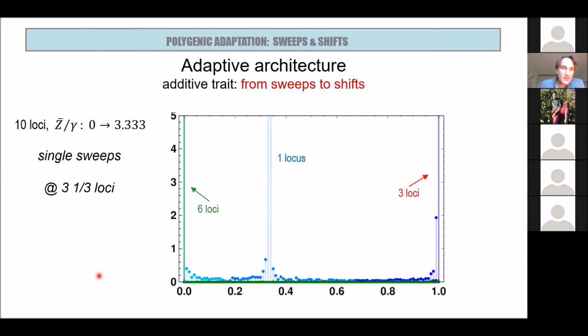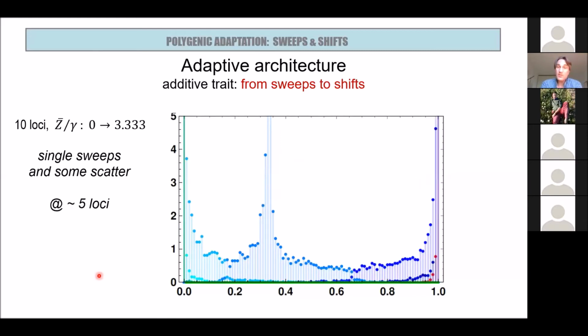But sometimes we also observe something like this. Still we have 3 loci that do most of the work, and there's a third one that still lingers around, usually in the neighborhood of a frequency of a third. But you also see this color stretches out in this direction and also this direction.